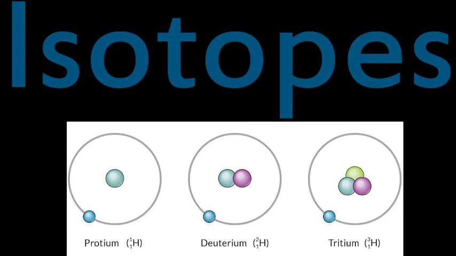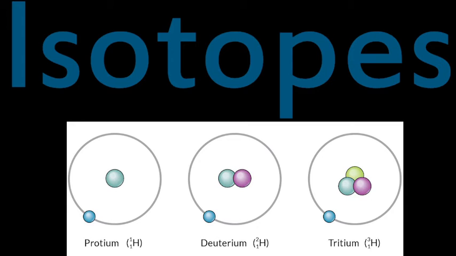Chlorine has 2 isotopes. Chlorine 35 has 18 neutrons and 17 protons, while chlorine 37 has 20 neutrons and 17 protons. Chlorine 35 is more abundant than chlorine 37. Hydrogen has 3 isotopes.